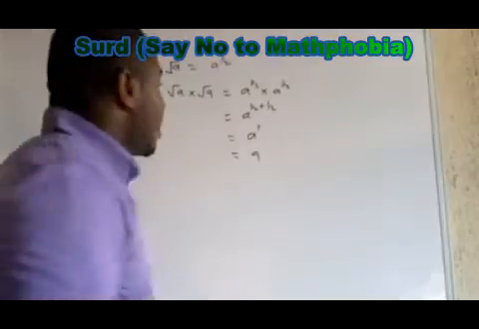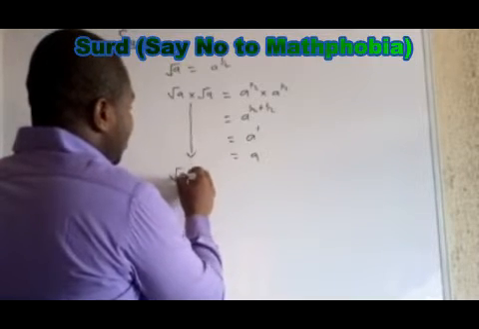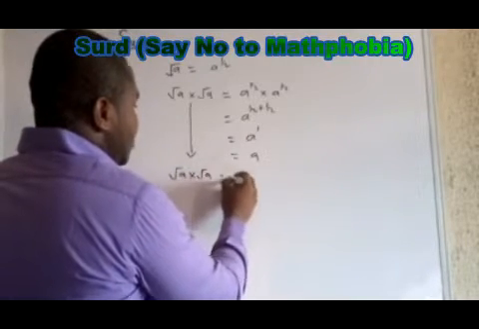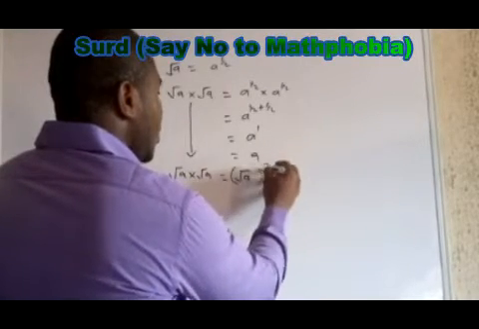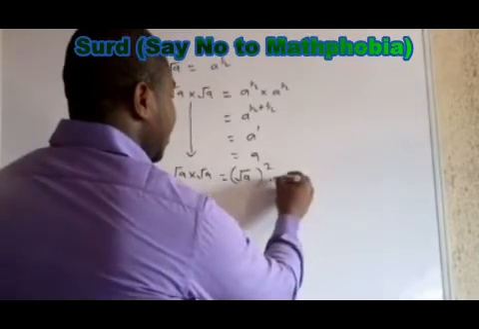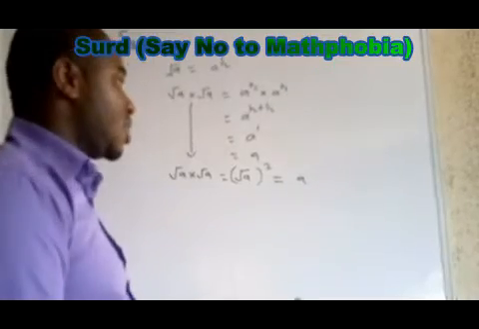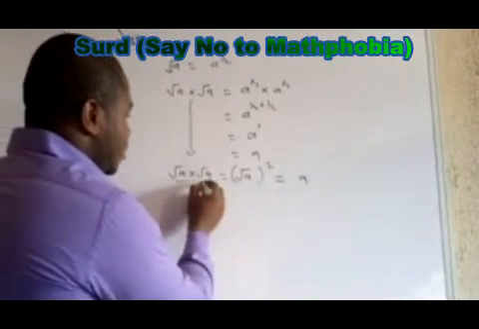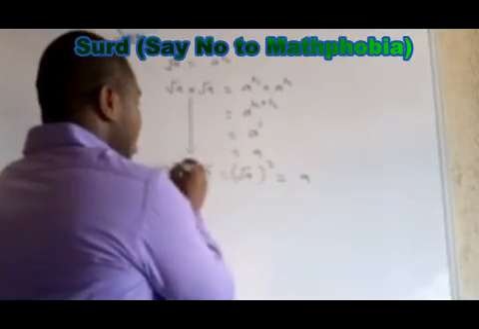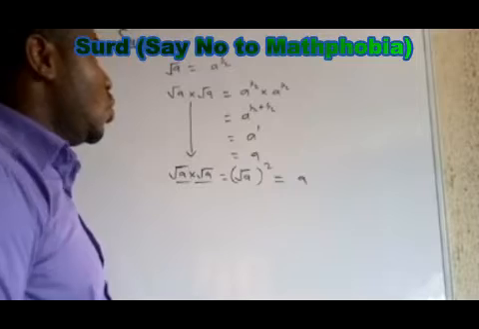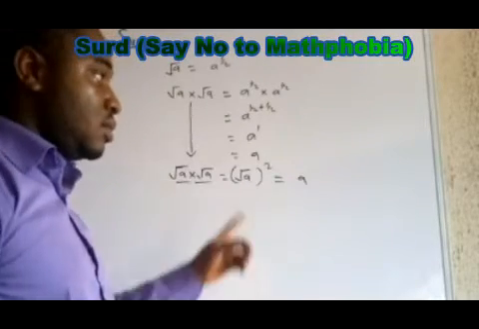So looking at it critically, you will look at it this way. If I have root a multiplied by root a, it is the same thing as having root a all squared, which is the same thing as just writing a. From our expansion previously, you can see that when you have a surd multiplying itself, it is just that particular number in the root. So we now go to the use of conjugate in solving surd.